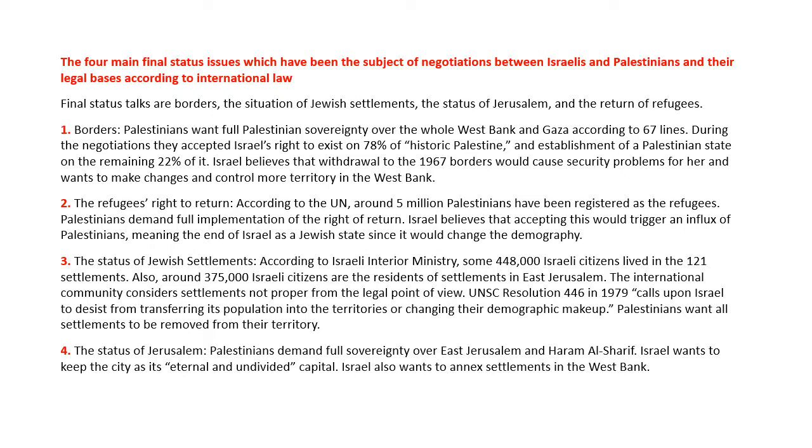The fourth issue is the status of Jerusalem. Palestinians demand full sovereignty over East Jerusalem and Haram al-Sharif. Israel wants to keep the city as its eternal and undivided capital. Israel also wants to annex settlements in the West Bank.